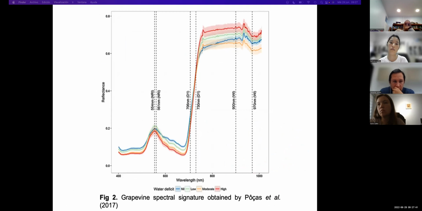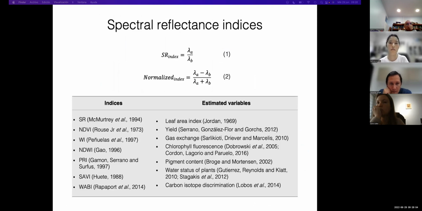Theory indicates that stress lowers photosynthetic efficiency, causing reflectance to increase in the visible region and decrease in the near infrared region. However, various authors, such as the one we see in this figure, have obtained similar results when evaluating the behavior of the spectral signature under stress conditions. Therefore, it has been suggested that a better way to study this variable is through the spectral reflectance indices, which are based on the combination of reflectance values at different wavelengths, as we see in equations 1 or 2.